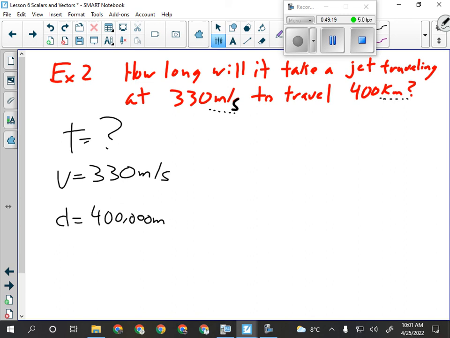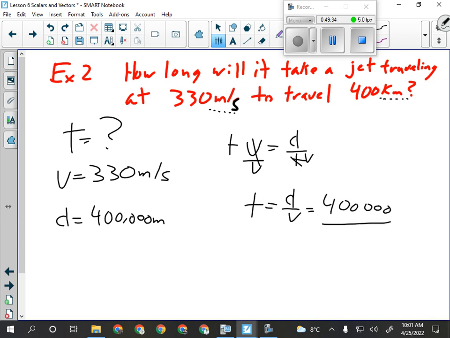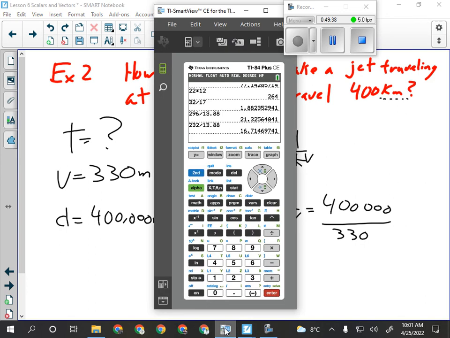So V equals D over T. I'm looking for T, so I'm going to multiply both sides by T, divide both sides by V. T will equal D over V. 400,000 divided by 330. It's going to take 1,212.1 seconds.